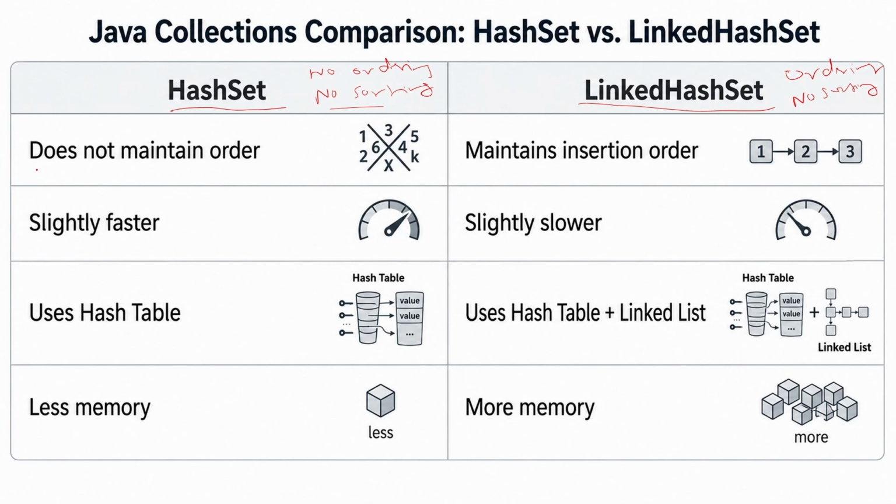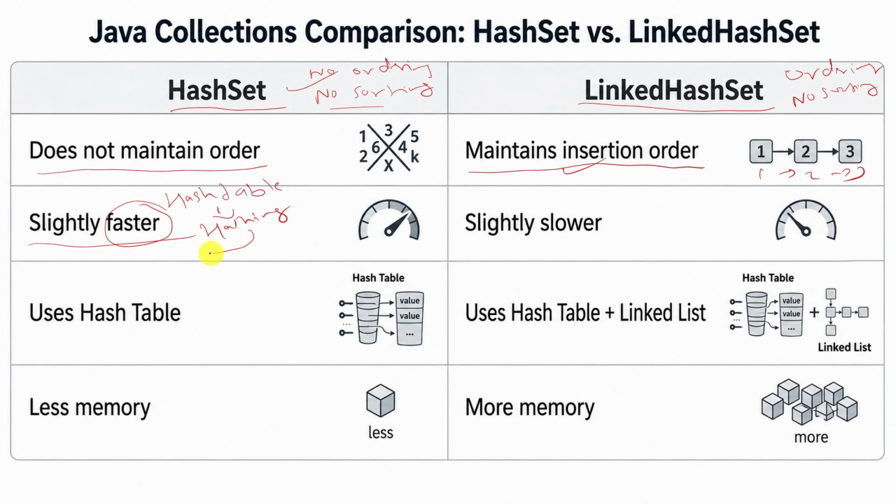Let's start the differences. HashSet does not maintain the order, no ordering, whereas LinkedHashSet maintains the insertion order. So if you are giving 1, 2 and 3, the output will also be 1, 2 and 3. It will maintain or remember the insertion order. HashSet is faster. Why faster? Because the internal data structure of HashSet is a hash table, so it will use a hashing algorithm. That's why it is faster.